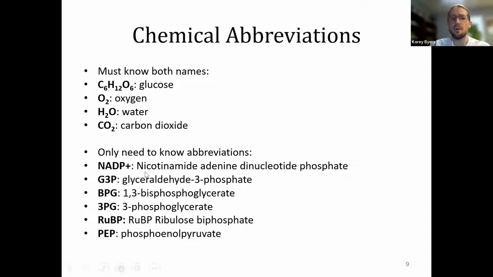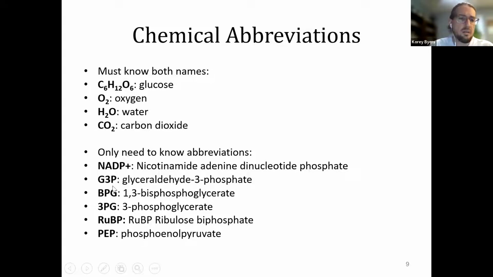And so I put both, but notice I say we only need to know abbreviations. And so we start off with NADP, which is going to allow us to carry some electrons. We'll make a special molecule called G3P. RuBP is a special sugar. And so we'll become familiar with these. But the first four, know name and formula. These, just understand that these are molecules that we're going to be understanding. And if you want to know the names, here they are.